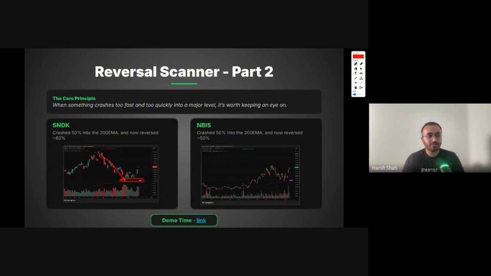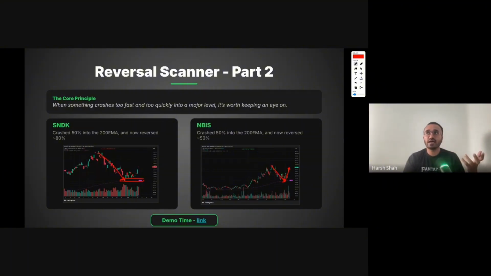NBIS did the same. It came back at the 200 EMA level, and since then it has gained almost 80 to 90%. So this scanner, what it does is, if a stock is way stretched from the 200 EMA on the upside, it will try tracking it, and once it comes back to our level, it will flag. Like this stock has collapsed from 50% higher from the 200 EMA, and it is coming back.